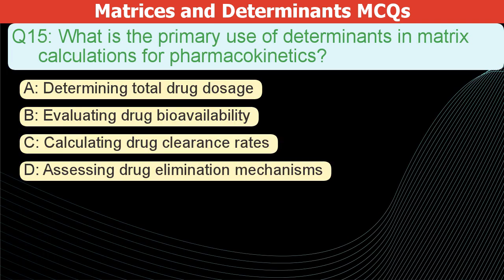What is the primary use of determinants in matrix calculations for pharmacokinetics? A. Determining total drug dosage. B. Evaluating drug bioavailability. C. Calculating drug clearance rates. D. Assessing drug elimination mechanisms.